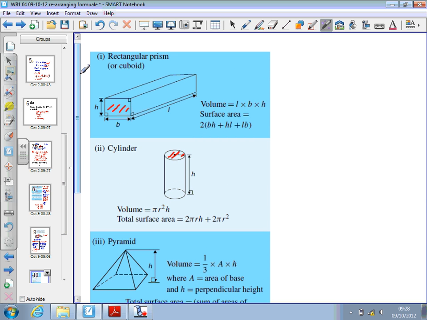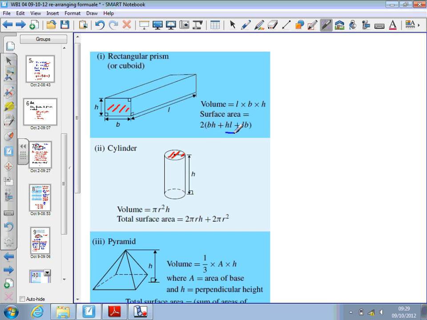If we look at this first one, somebody tell me where this formula comes from for finding the surface area of that shape. Why is there a 2 there? Yeah, that's right. There's a pair of each face. If you look at the end, h times b, there's 2 ends. If I look at the side, L times H, there's 2 sides, and so on.